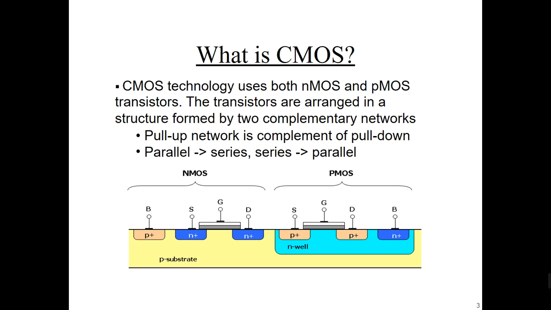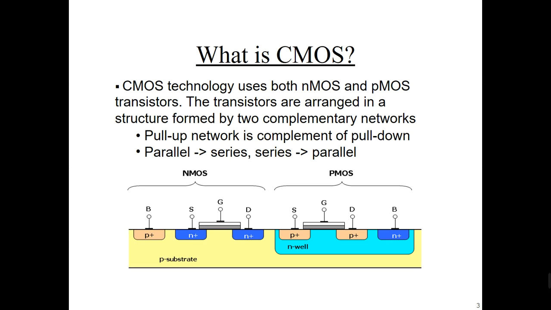And coming to what is a CMOS? CMOS technology uses both NMOS and PMOS transistors, and the transistors are arranged in a structure formed by two complementary networks, such that the pull up network is the complement of the pull down network. That means both pull up transistors as well as pull down transistors are in complementary form. And they are arranged in the form of parallel to series or series to parallel.